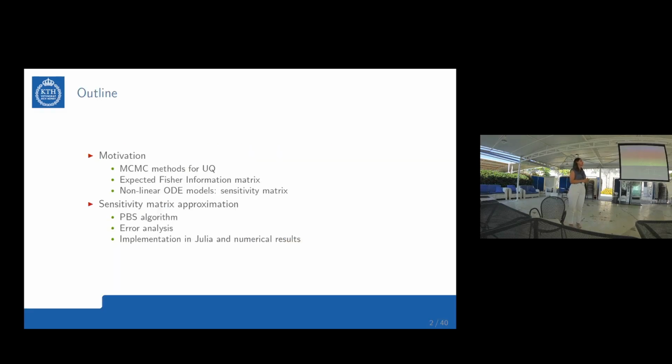And so I will start from the motivation to this problem of approximating this feature information. And the motivation comes from the field of Markov chain Monte Carlo methods for uncertainty quantification. And for a certain class of these methods, we need to compute the expected feature information matrix. And the models where I apply these MCMC methods are nonlinear ODE models. And in this framework, the expected feature information requires the sensitivity matrix to be computed.